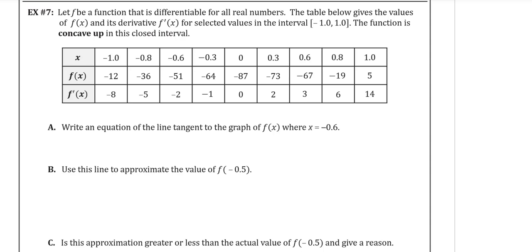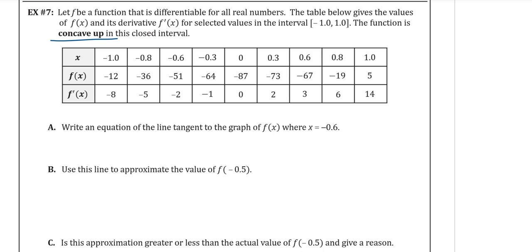Example 7 says, let f of x be a function that is differentiable for all real numbers. The table below gives the values of f of x and its derivative f prime of x for selected values between -1 and 1. The function is concave up, which is going to be important, especially if they ask us if we have an over approximation or an under approximation.